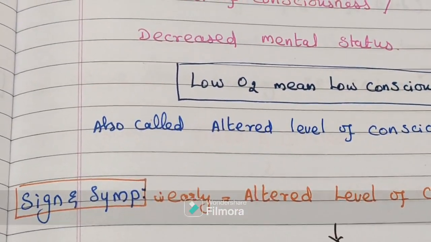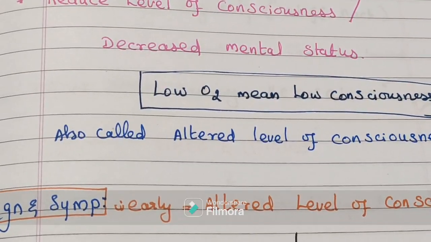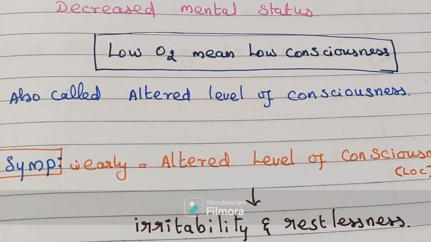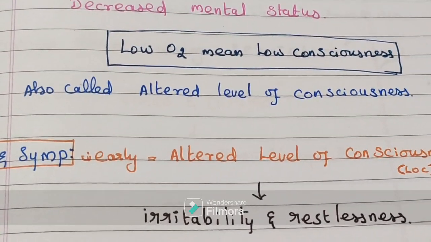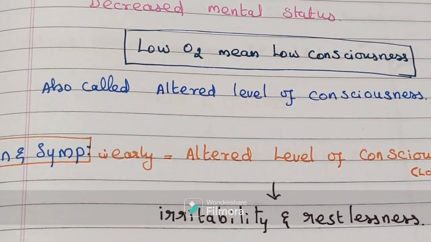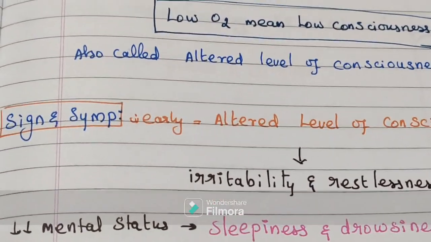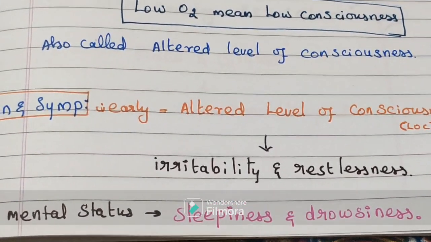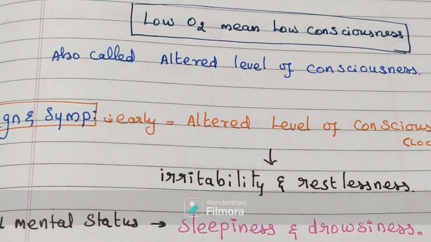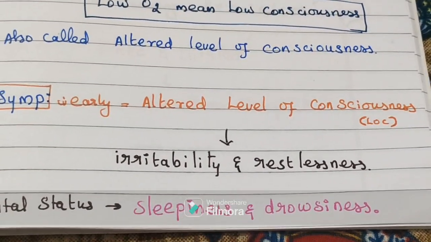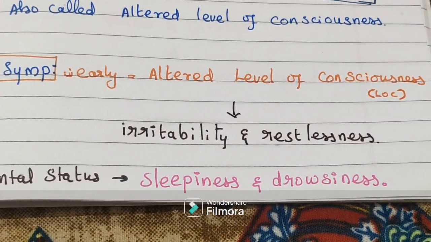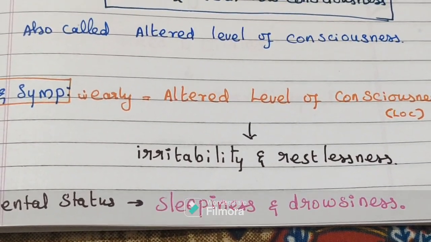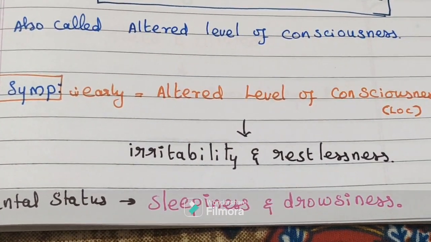Then signs and symptoms. The early signs: altered level of consciousness, LOC. That is also called irritability and restlessness. Irritability and restlessness are also called altered level of consciousness, as well as decreased mental status. Then we can see sleepiness and drowsiness. So with decreasing mental status, we can see sleepiness and drowsiness.